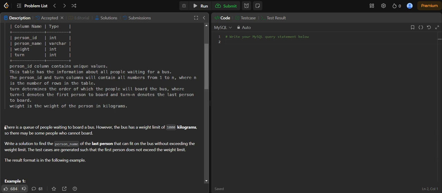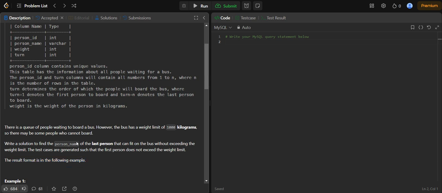There is a queue of people waiting to board a bus. However, the bus has a weight limit of 1,000 kilograms. So there may be some people who cannot board. Write a solution to find the person name of the last person that can fit on the bus without exceeding the weight limit. The test cases are generated such that the first person does not exceed the weight limit.